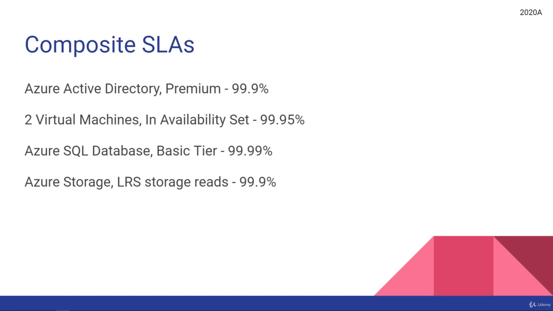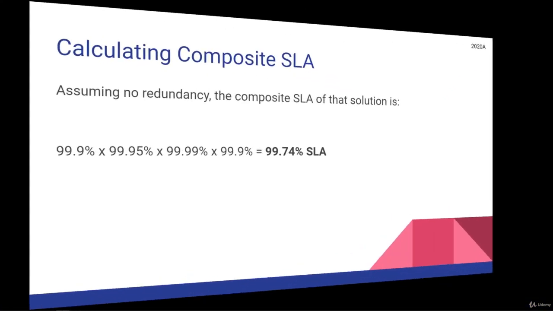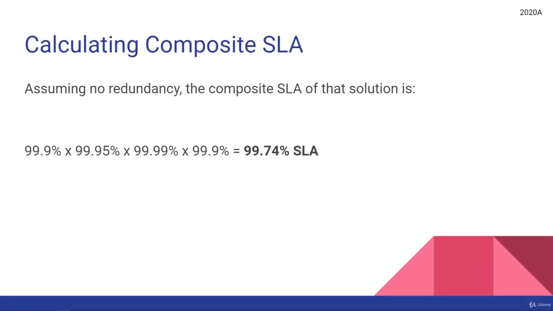So if we look at all of these things together, we can quickly see that you're actually compounding the SLA for each of them, and you end up multiplying them together. And so your overall SLA for your solution is 99.74 just by multiplying them together. And so now you're getting far less than 3 nines SLA for your entire solution.